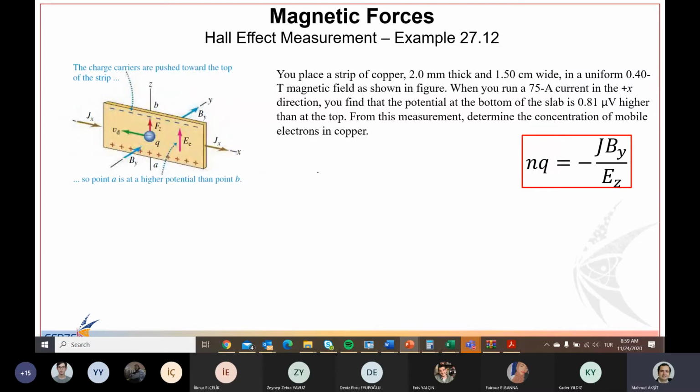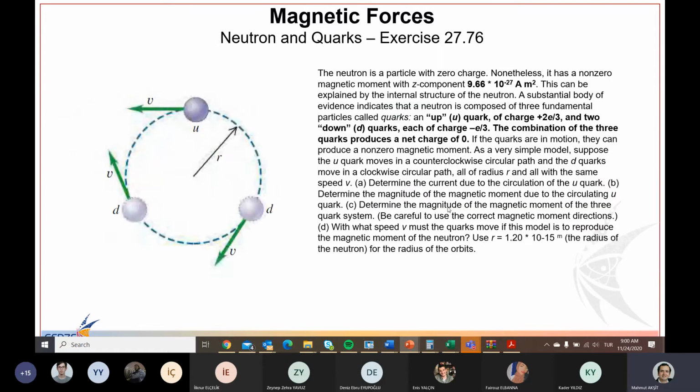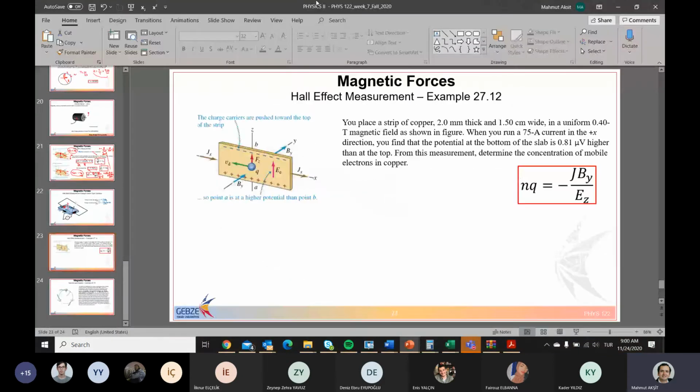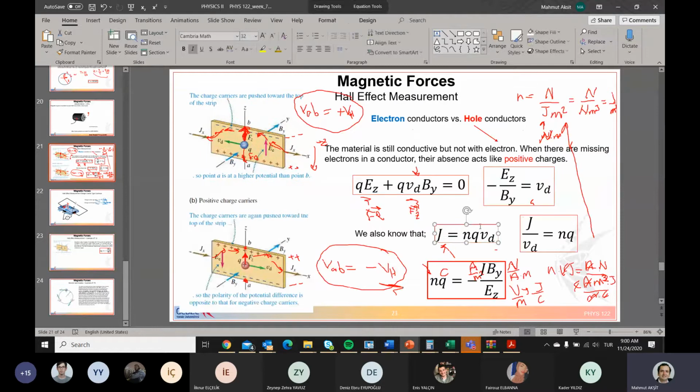Okay. So now we have an example here. I'm not going to get into details of the calculation, but I will show you how it's done. We have a strip of copper 2 mm thick, 1.5 centimeter wide, and we pass a current of 75 amps. So first we find the current density.